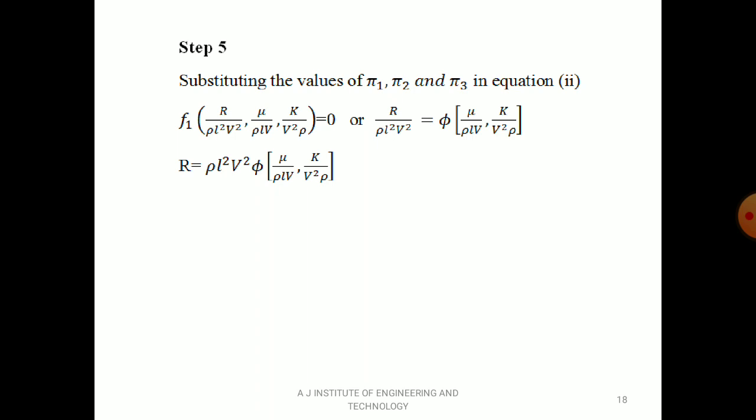Now we have to get the expression for resisting force. That is the first pi term, so I'll express the first pi term as a function of the remaining pi terms. R divided by rho L square V square is equal to a function of mu divided by rho LV comma K divided by V square rho. Cross multiplying rho L square V square to the other side, the expression for R becomes R equals rho L square V square times a function of mu divided by rho LV comma K divided by rho V square. That is the expression for resisting force. So that is the first problem.